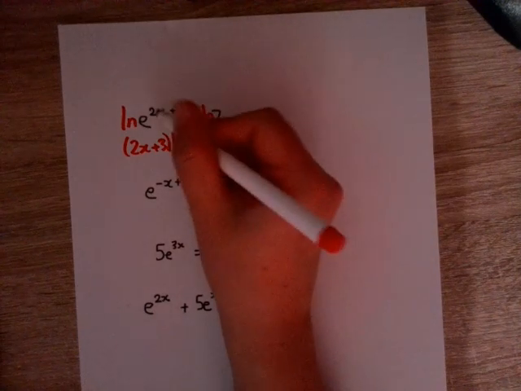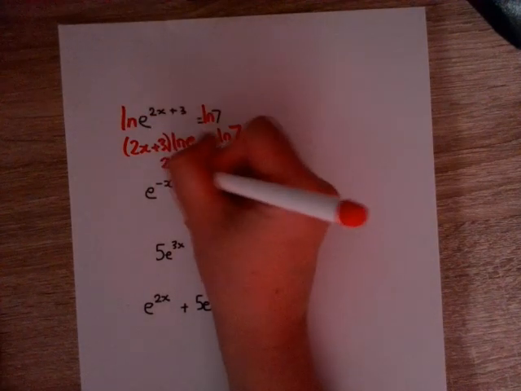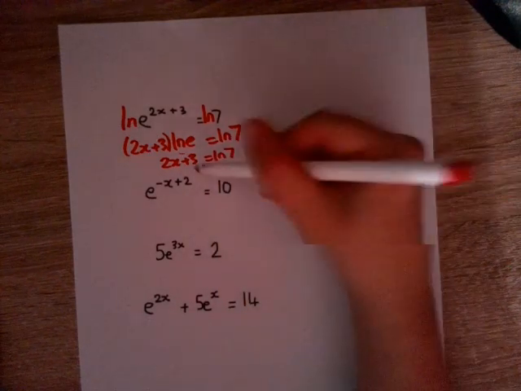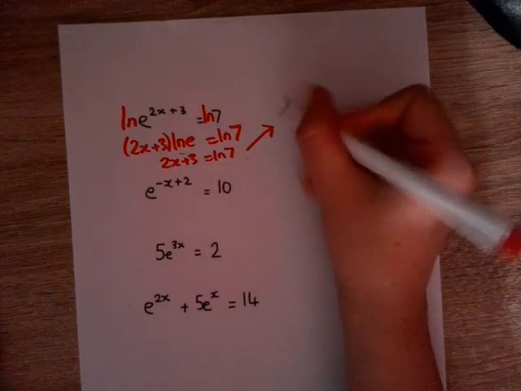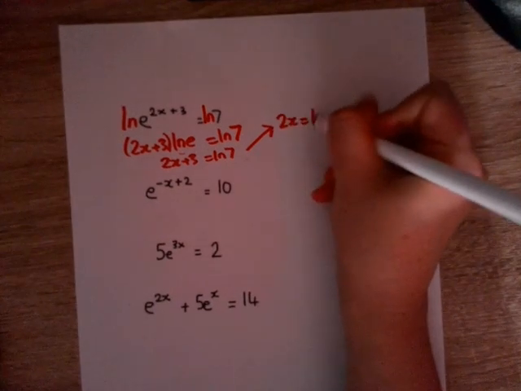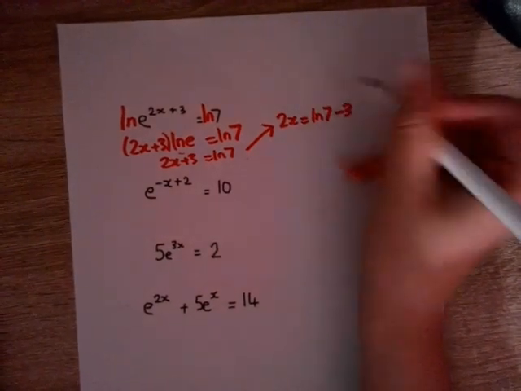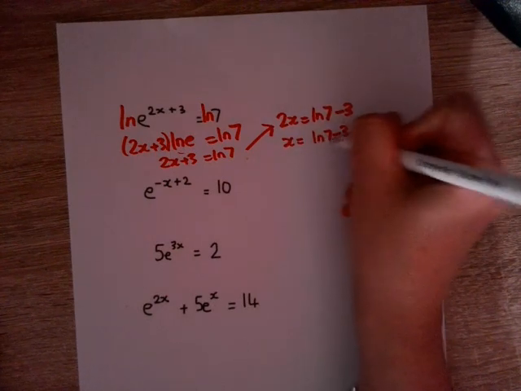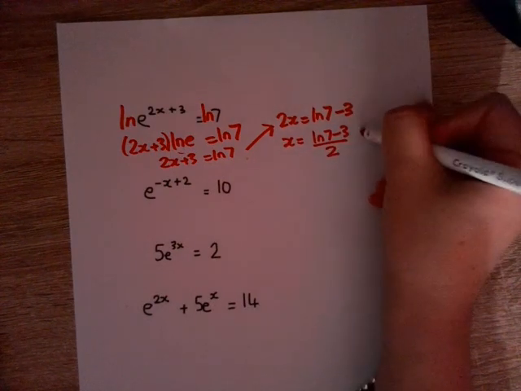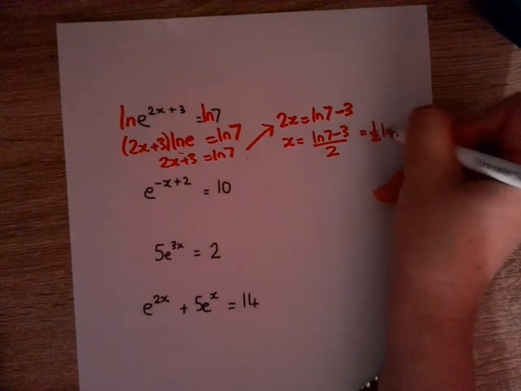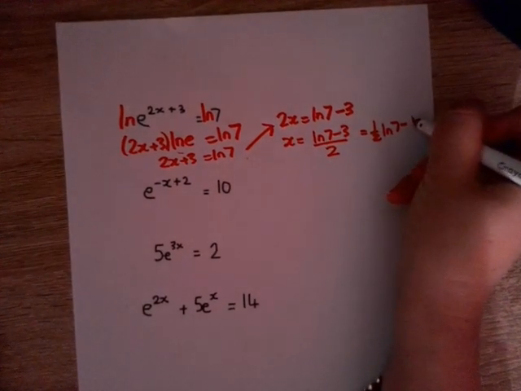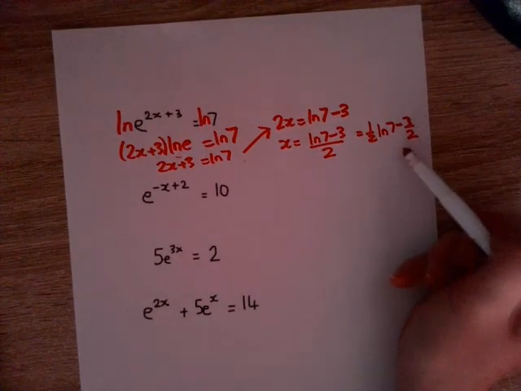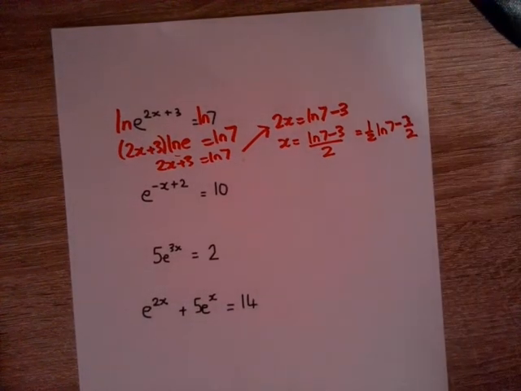So you might be able to go straight from this step to 2x plus 3 equals ln 7, and then we'd have to minus 3, so 2x would equal ln 7 minus 3, and then divide by 2. So again, if it wanted an exact value, you could leave it like that, or you could say it's a half ln 7 minus a half, 3 over 2. Obviously, if it wanted it rounded, then you'd have to work that out on your calculator.